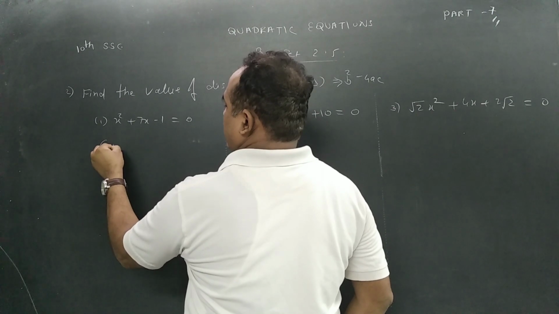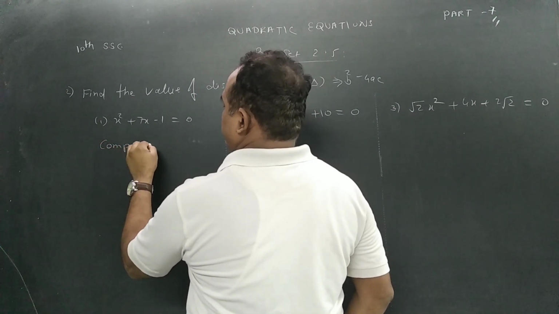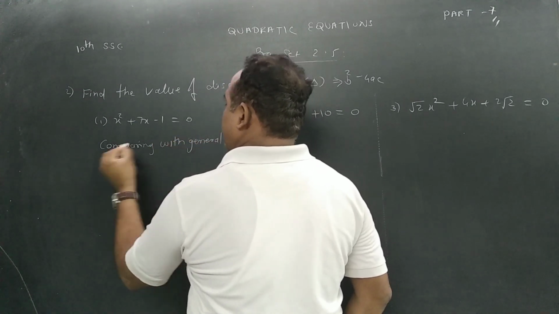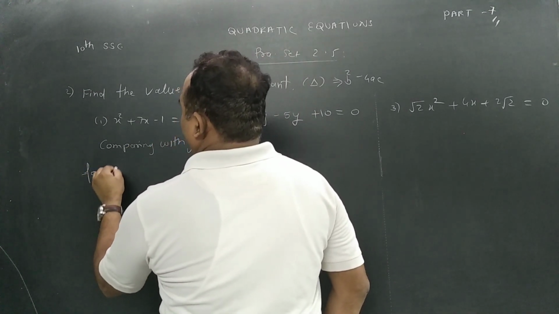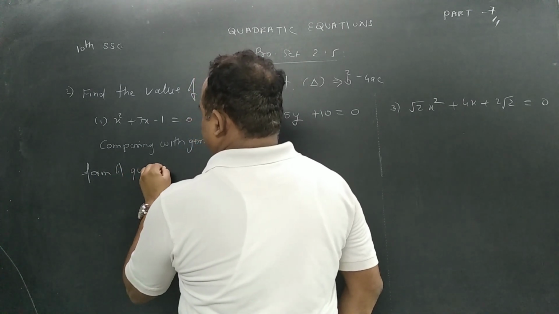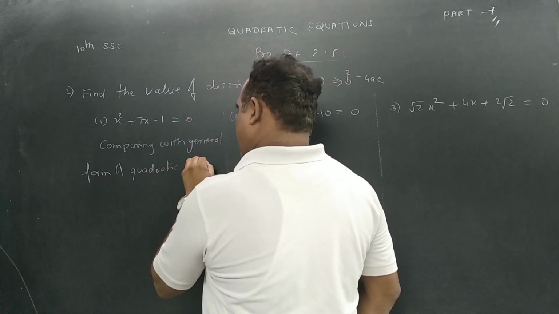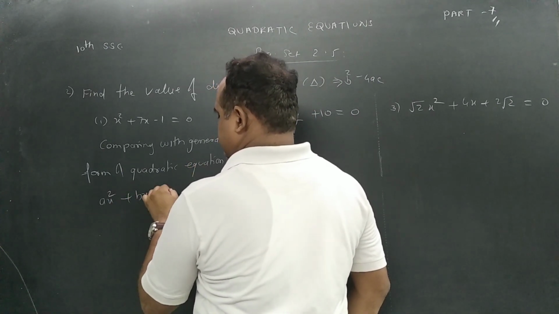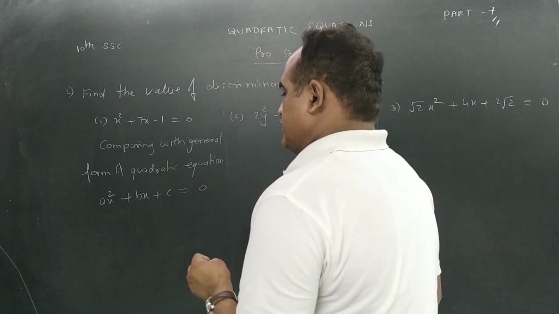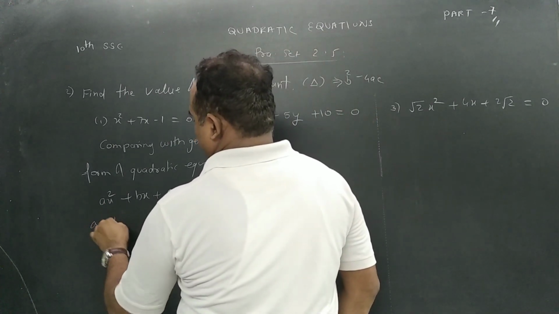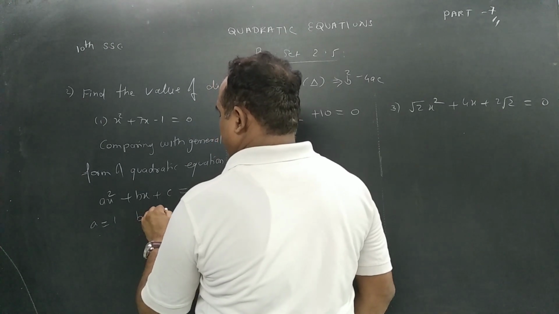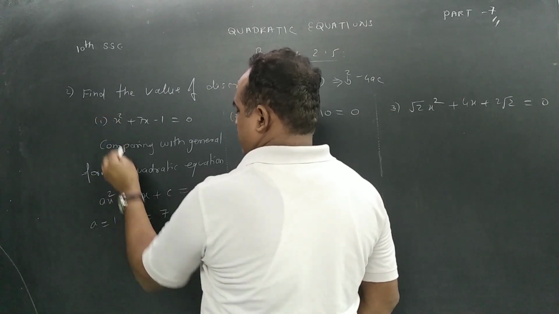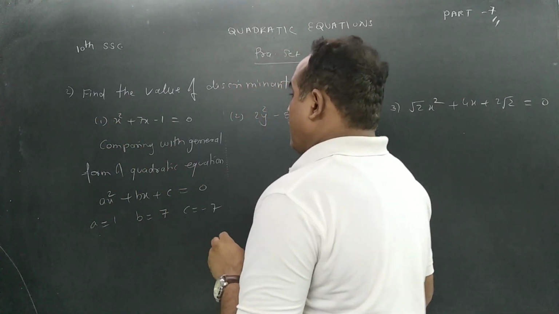So we will get the values of a, b and c. Comparing with the general form of the quadratic equation, ax² + bx + c = 0, a = 1, b = 7 and c = -1. See, we are comparing: the value of a is 1, b is 7 and c is -1.